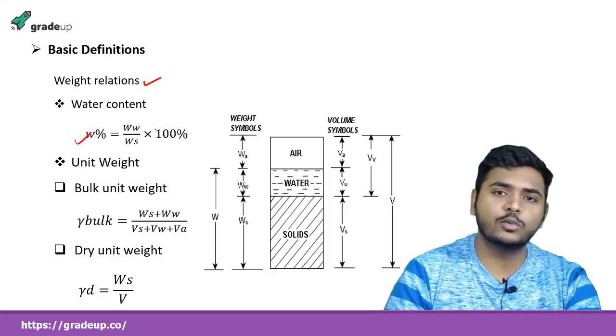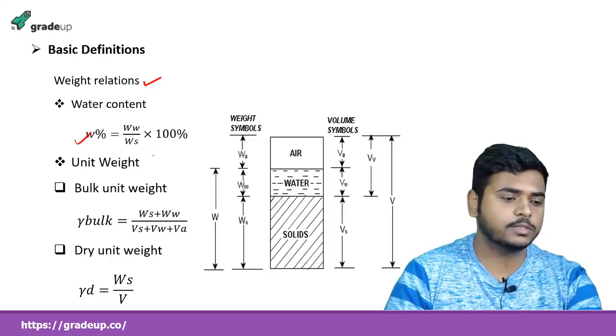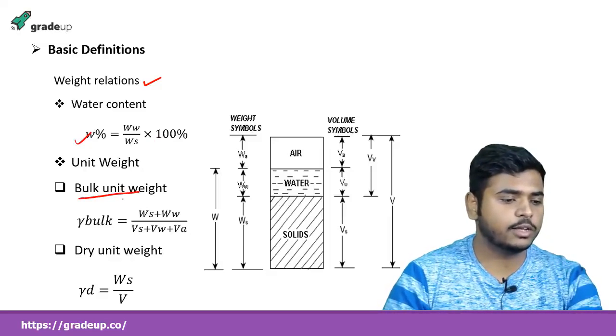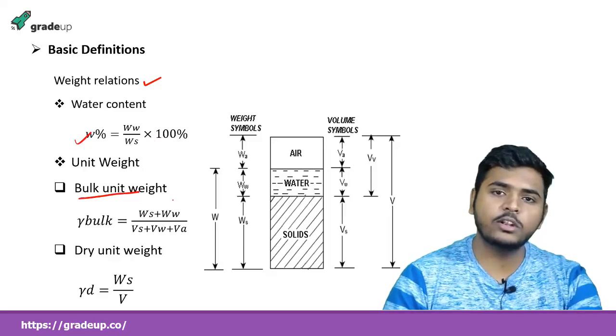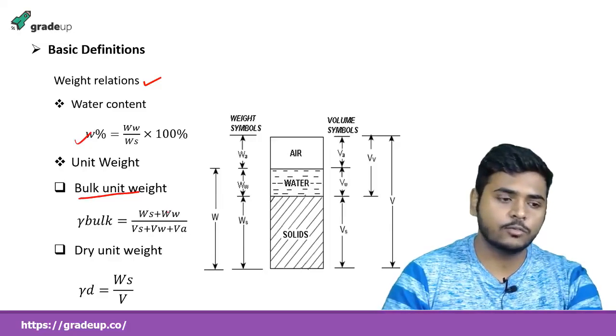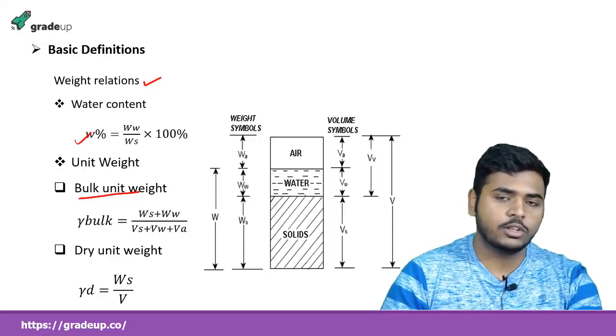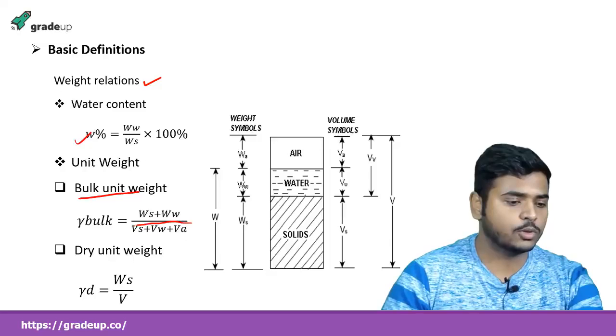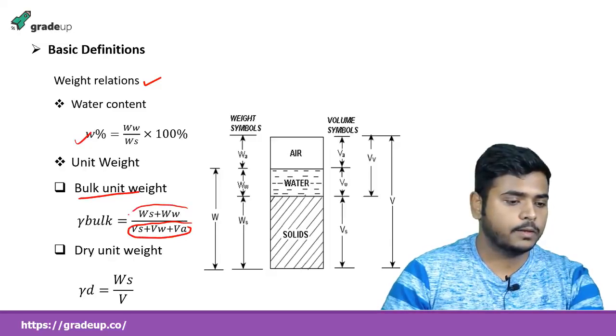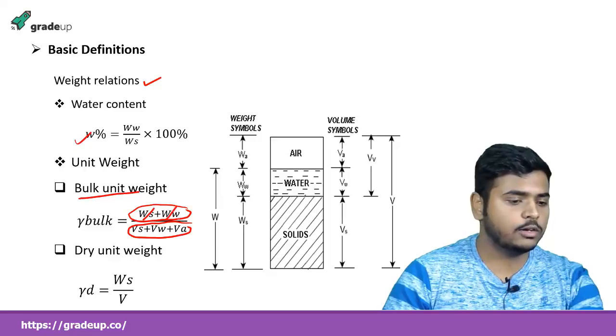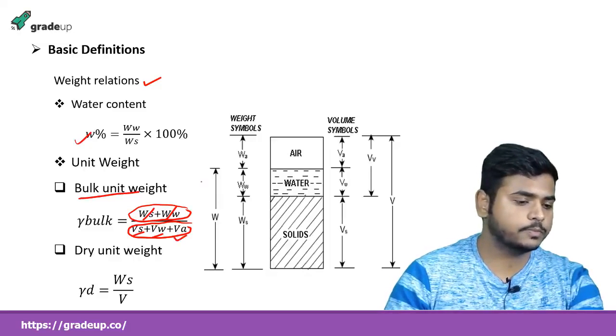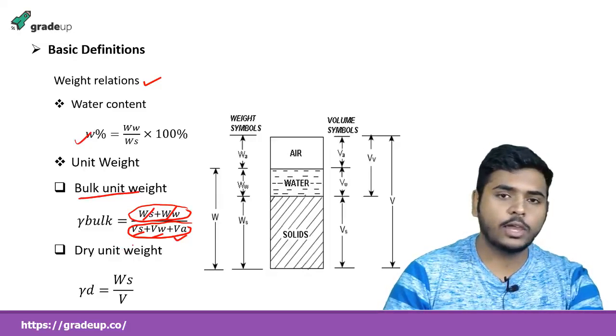The second is the unit weight. Unit weight is of 5 types. The first is the bulk unit weight. It is denoted by the weight of total soil divided by the volume of the whole soil. That is, weight of solid plus weight of water, to volume of solid plus volume of water and volume of air.